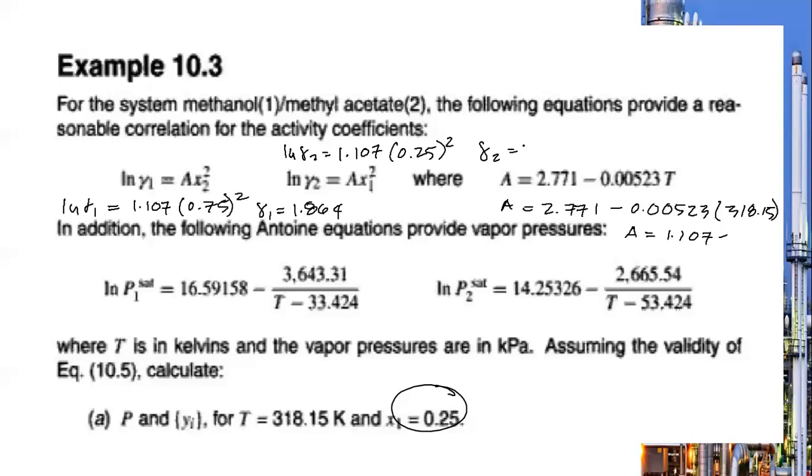1.072. Tama? You agree? 1.072 ang gamit. Do you agree? So let's calculate P1 sat. Ito tayo. So basically, sa substitute lang natin itong 318.15. Punta nyo lamang ito ng 318.15.